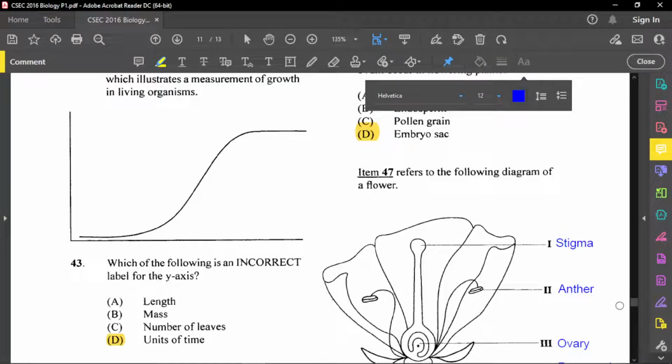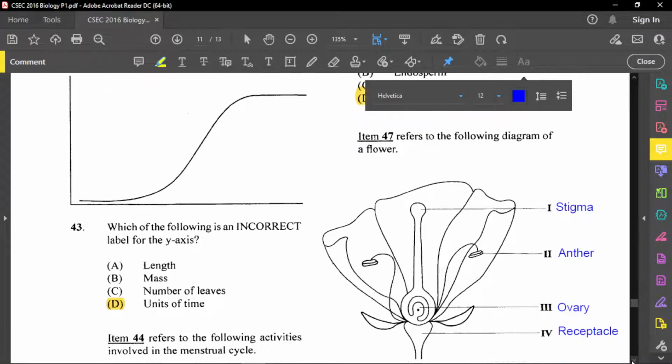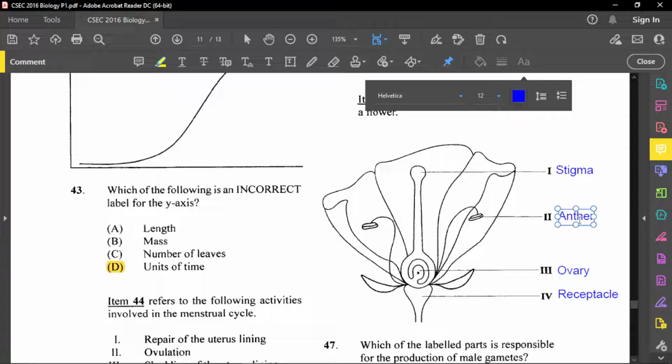All right, 47. The 47 now is a reference to the following diagram of a flower. We have a stigma, we have an anther here, that's labeled right here. We have an ovary and we have a receptacle. Right here that I'm pointing to right now is called the style. So we have stigma, style, ovary that make up the female part of the flower, which is the carpel. Carpel or pistil is the female part. The male part is the anther and the filament, and it's called the stamen. Only the anther is labeled right there based on the numbers.